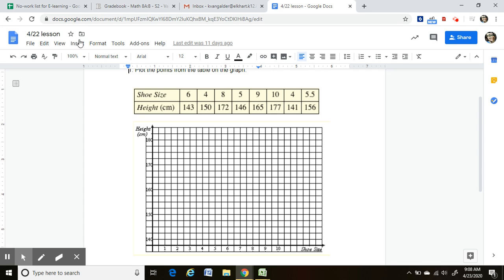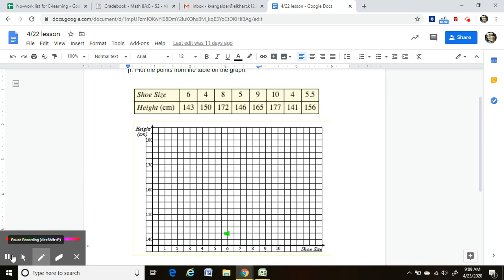All right, guys, so this is our 422 assignment. This is from Wednesday. And if you look right here, it actually has labeled where you need to put these variables. So this is my x and this is my y. So I'm going to have this as my x, so 6 is my x, and my height is 143. That'd be about there.